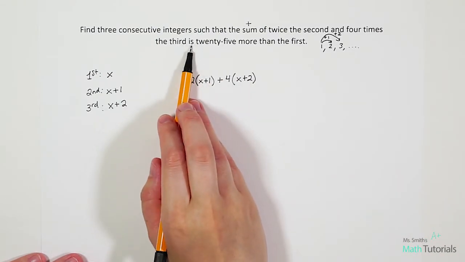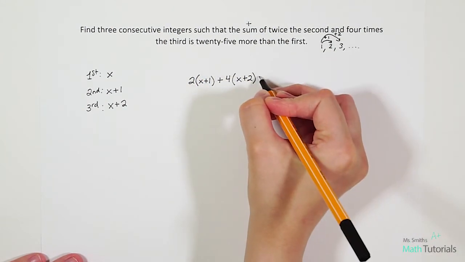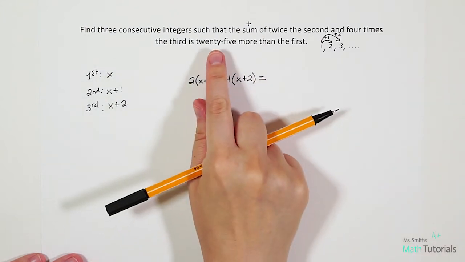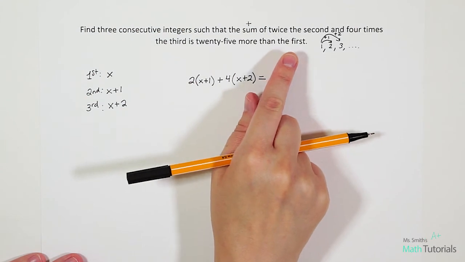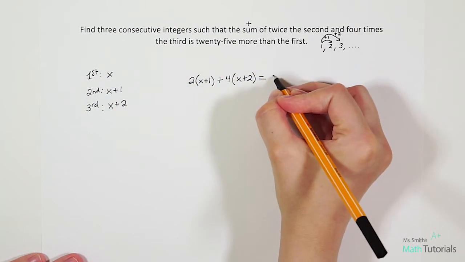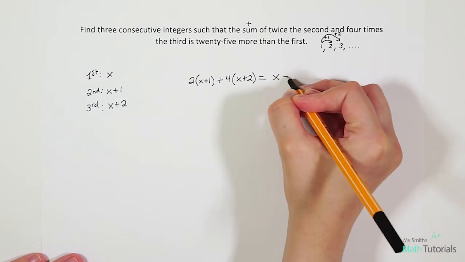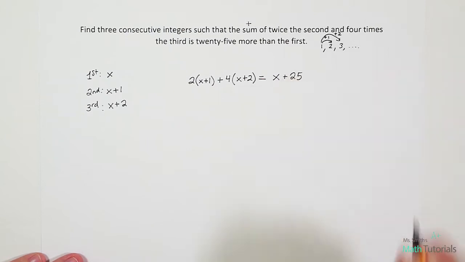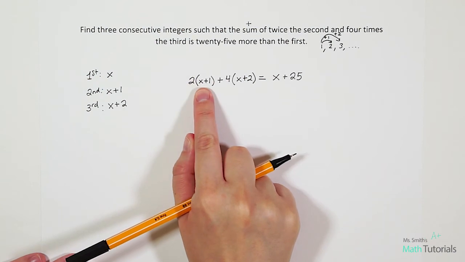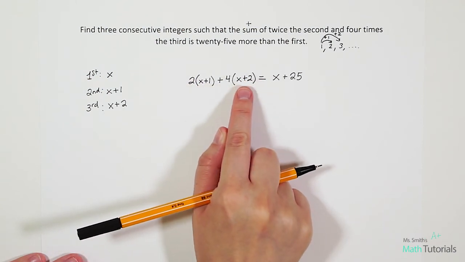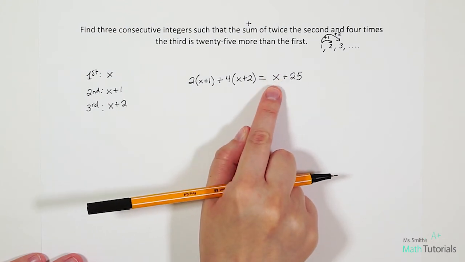Then it says it is 25 more than the first. So is means equal. 25 more than the first. Well, who's the first? The first is x, right? But it's 25 more than x. So we need to take x and add 25 to it. So the sum of twice the second and 4 times the third is 25 more than the first.